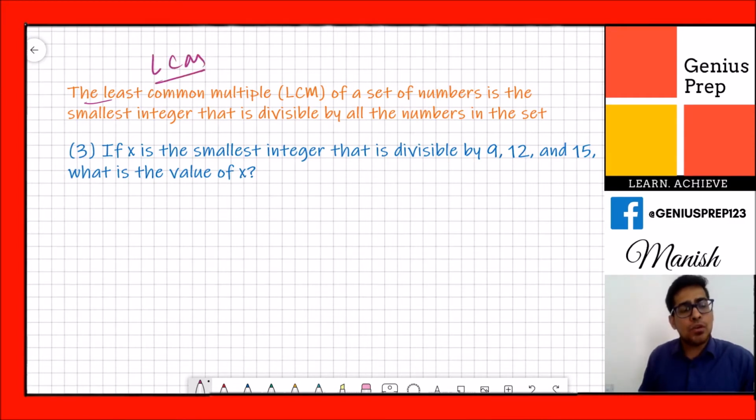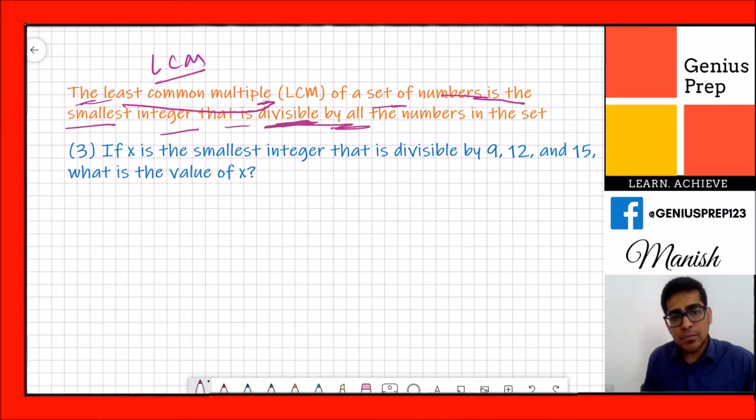I hope you know about the GCF, the greatest common factor. Now this is the LCM, which is the least common multiple. So what is the meaning of least common multiple? The definition is: the least common multiple of a set of numbers is the smallest integer that is divisible by all the numbers in the set.